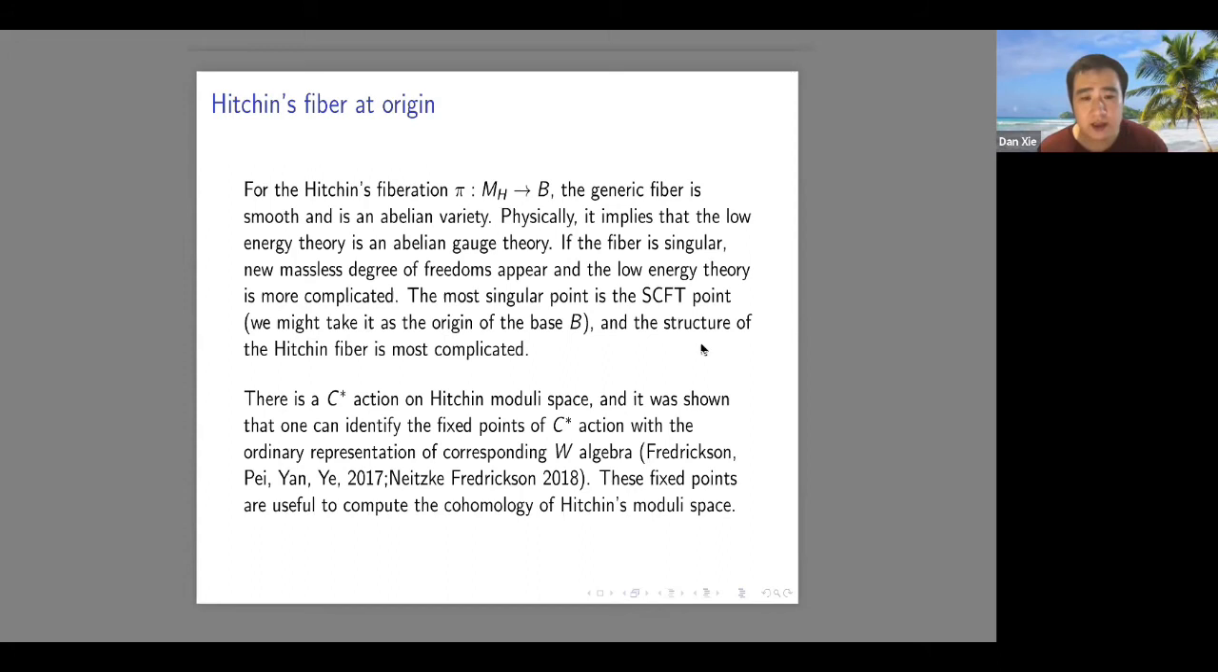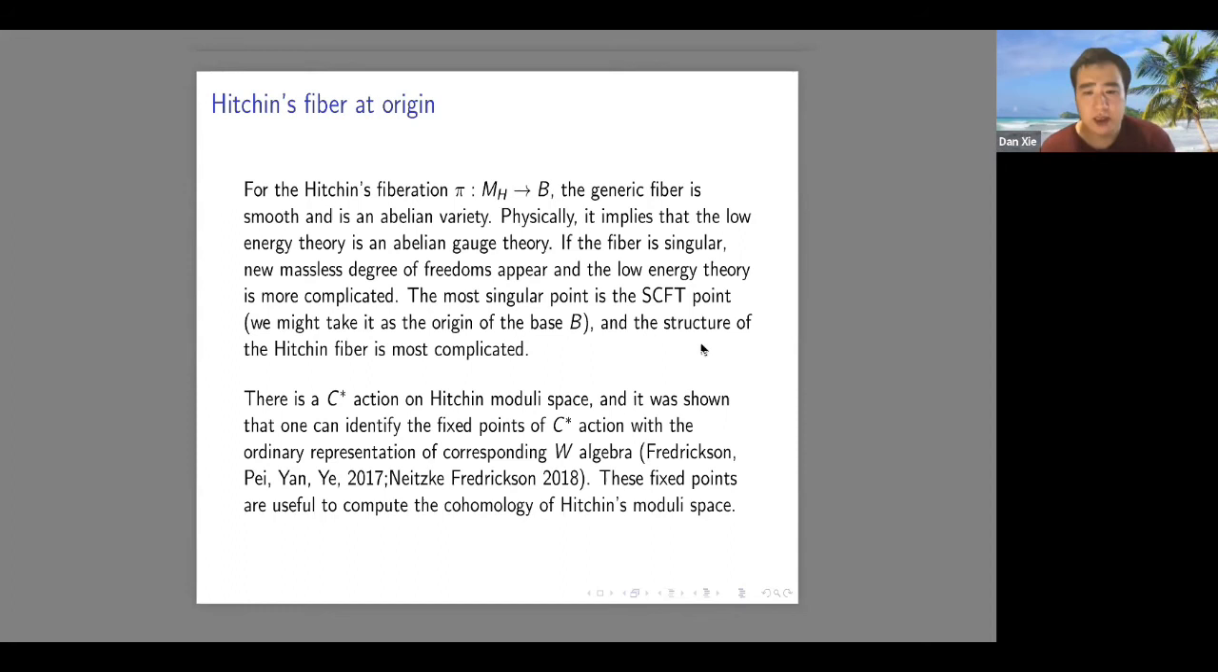So in the usual case, where the usual Hitchin moduli space, this fiber is called the nilpotent cone. But in our case, we also have such a space here over the most singular point of our base. And there's a C-star action on Hitchin moduli space, which is the U(1)_R symmetry corresponding to the four-dimensional N=2 symmetry.